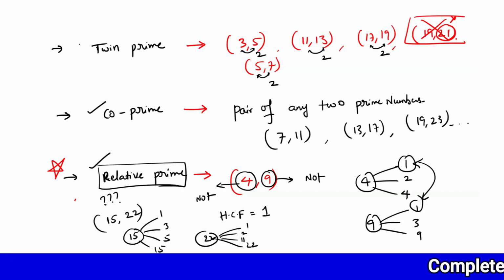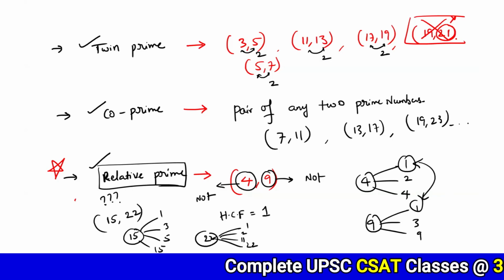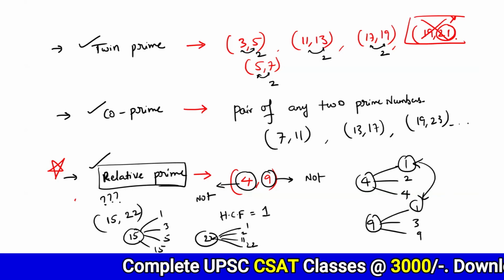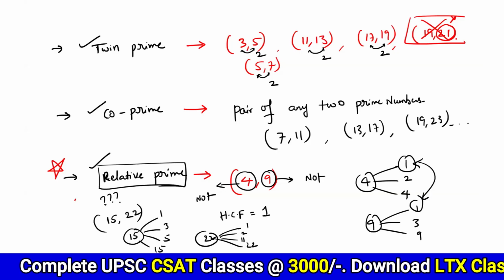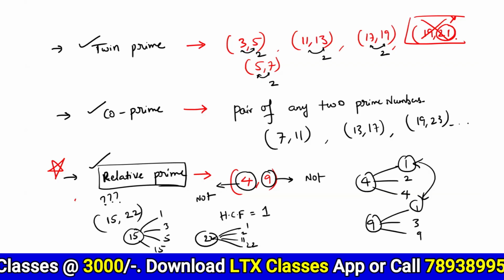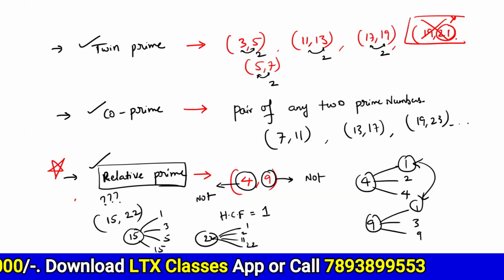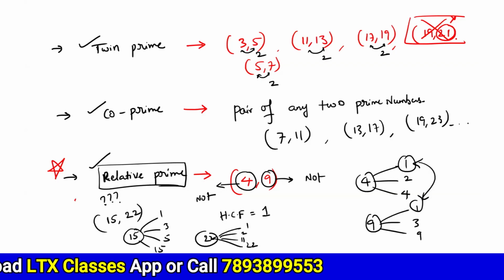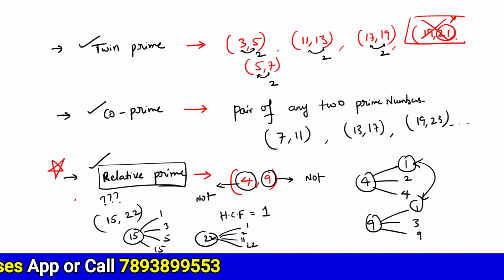So please make sure that you are understanding these three terminologies. Twin prime means the difference must be 2. Co-prime means the numbers must be prime numbers. Relative prime means the numbers can be any type of numbers, either composite or prime. But the point is the highest common factor must be 1. Highest common factor must be 1. Okay.